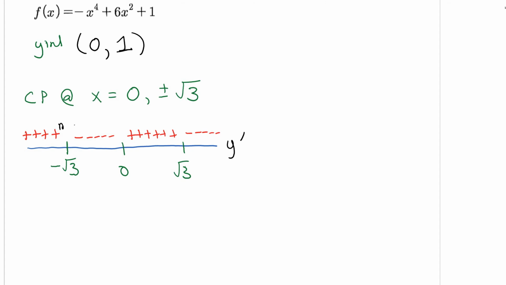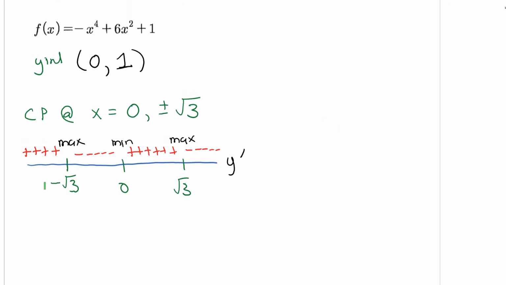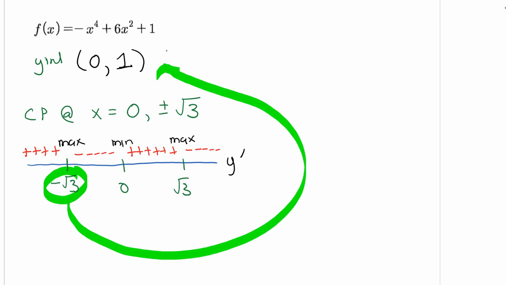Alright, so this means we have a max at x equals negative √3, a min at x equals 0, and a max at x equals √3. After that, I would take these x values and plug them back into the original function, because I want to find the actual points. Once again, whenever you want to find a point on the original graph, you need to plug the x values back into the original function.